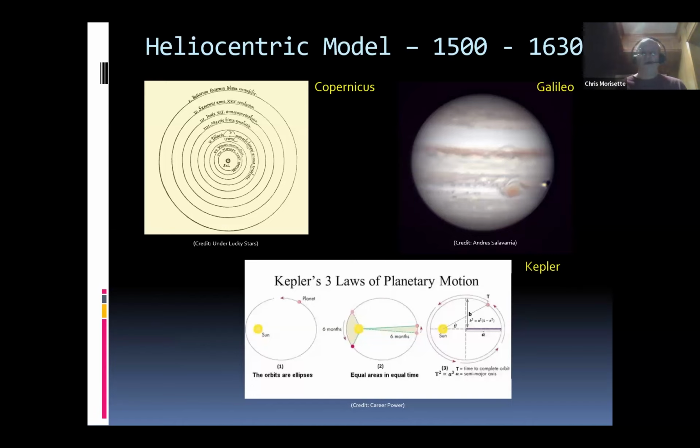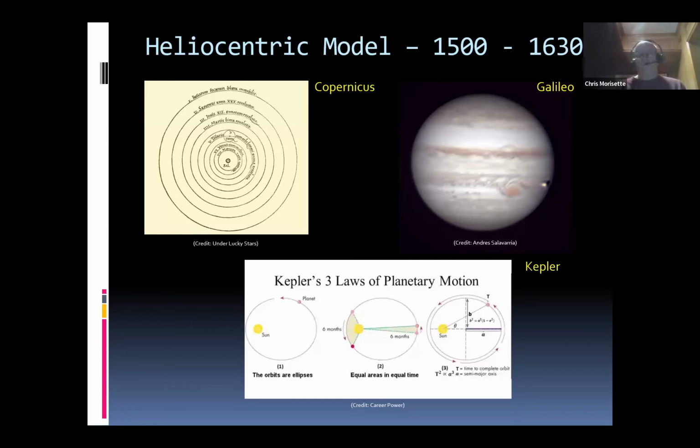Doing so during this period of time was a little bit tricky, a little bit dicey, because the church had a vested interest in geocentricity, generally speaking, because man was at the center of the universe, and the earth would be at the center of the solar system. So, saying something to the effect that we rotate around the sun could get you in trouble.